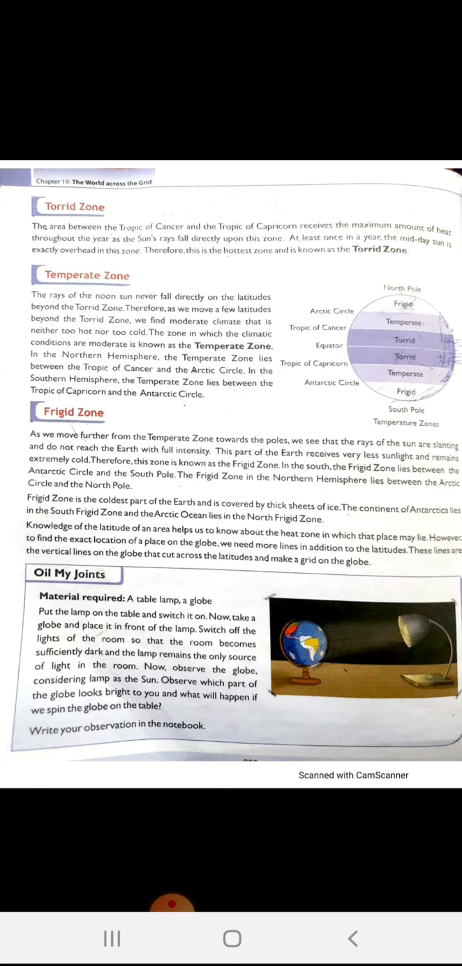Now we again have the experiment. See, one bulb, one lamp is there, and the direct rays of light are going to the center of the globe. So these are the direct rays. And if you see near the North Pole or the upper side of the equator on the globe, they have slanting rays. So that's why the center part is the torrid zone of the earth, and the sides are temperate and frigid.